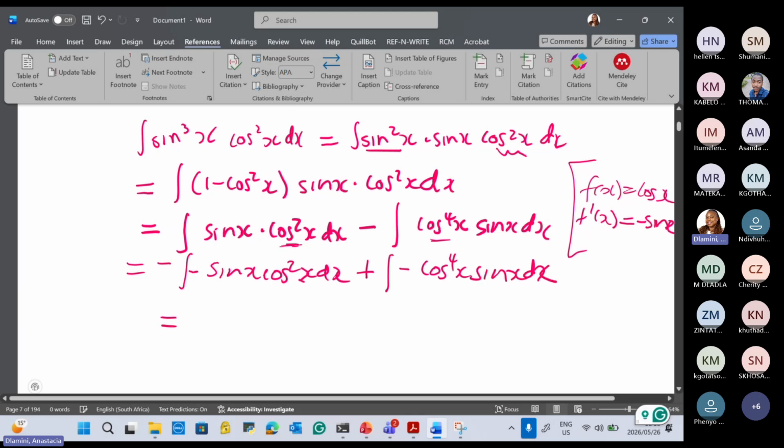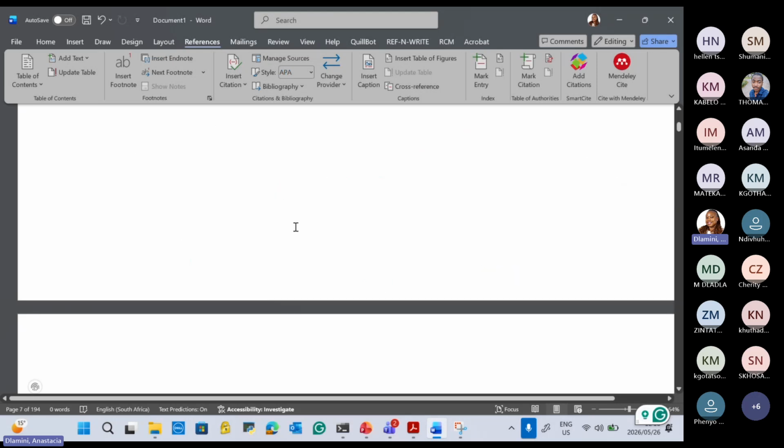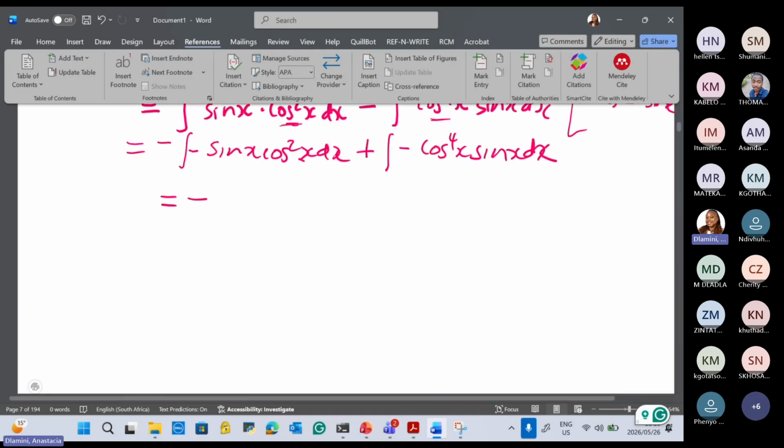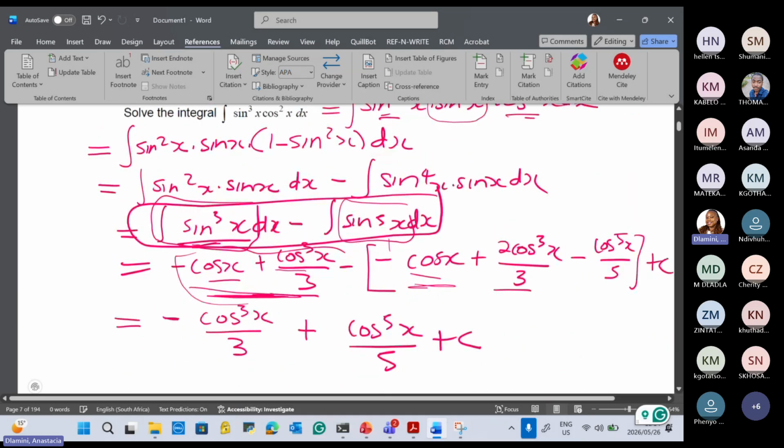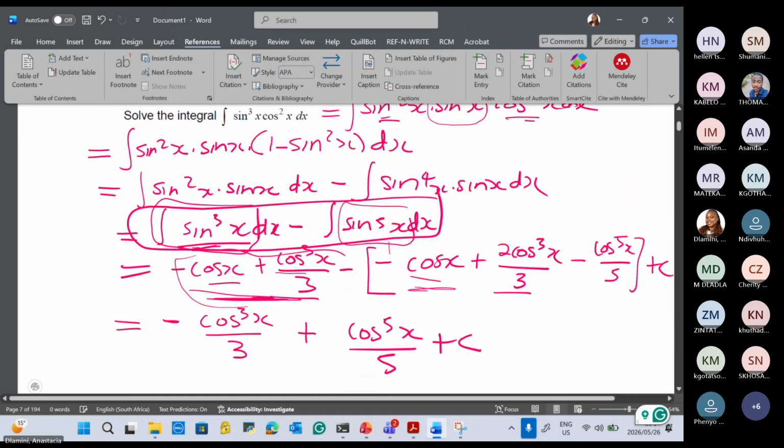So therefore I just use the rule. This is equal to minus cos to the power of 3x over 3 plus cos to the power of 5x over 5 plus c. Do you see that? This is only a few steps compared to this one over here. So sometimes when you replace and you see that it's giving you a problem, replace the other one and see if it won't be easier for you to solve.